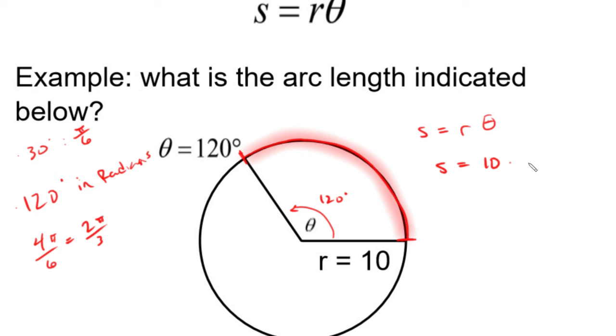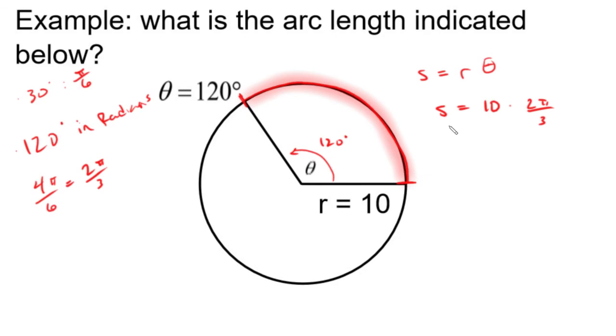So this is going to be 10 times 2 pi over 3. If you want to keep it in exact terms, this is going to be 20 pi over 3. And if you want to approximate, this is around 20.94.